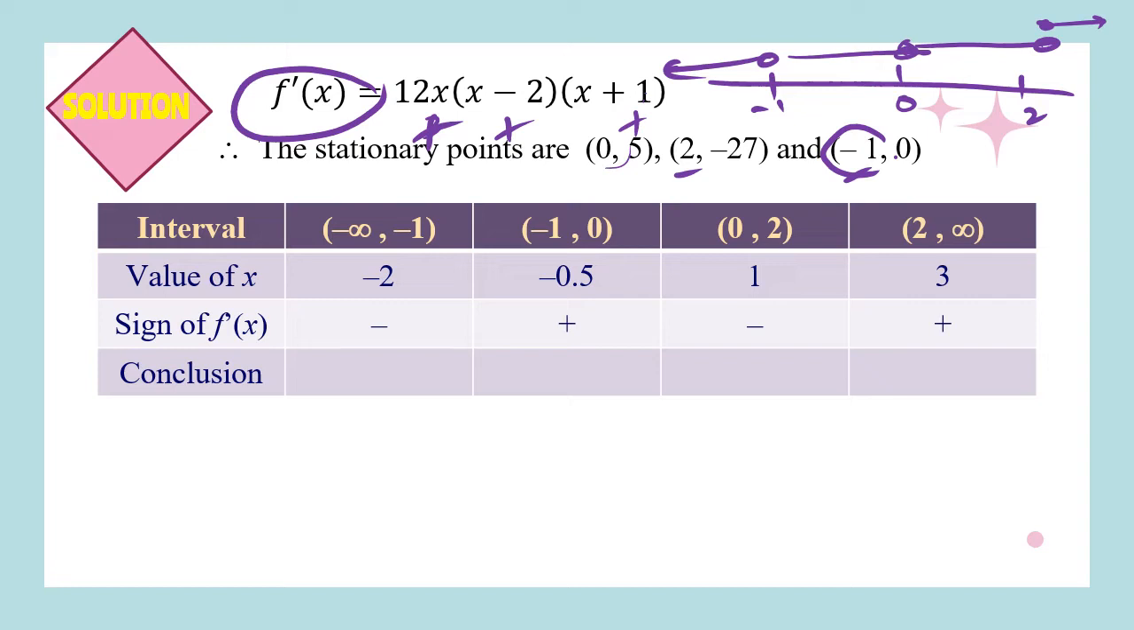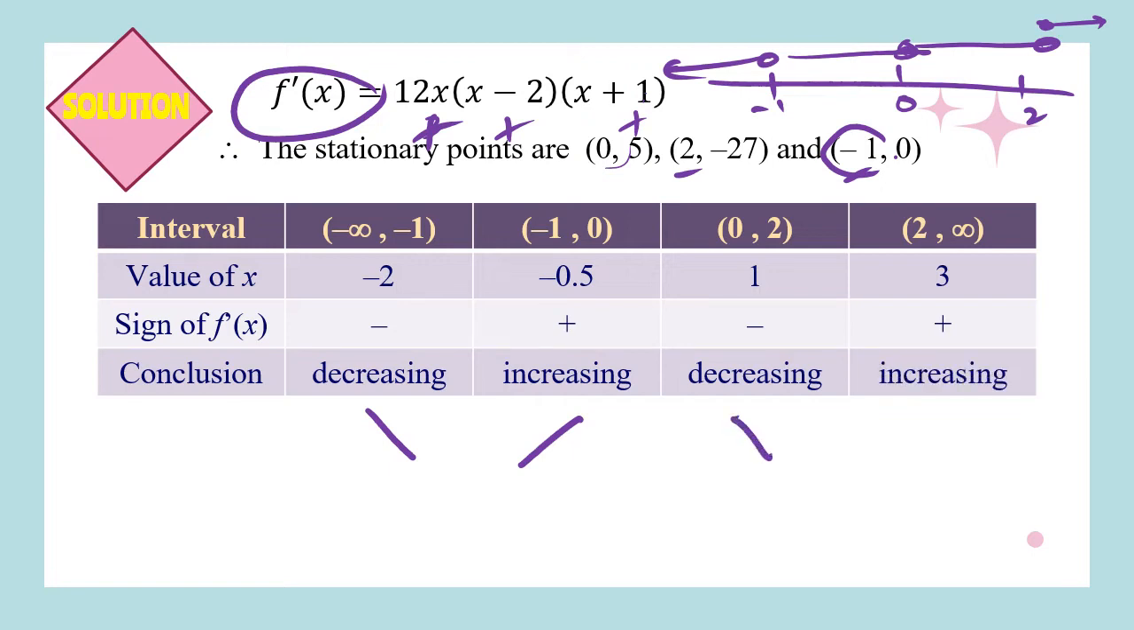So what is the conclusion? If we get the sign here, we can sketch. Conclusion: negative means decreasing, so it will be going down. And then this one will be positive, which means it will be increasing. And then this one will be negative, decreasing again. So positive is increasing. So what is this point when x equals negative 1? Not 0, sorry. So this is negative 1. So yes, it will be a minimum point.